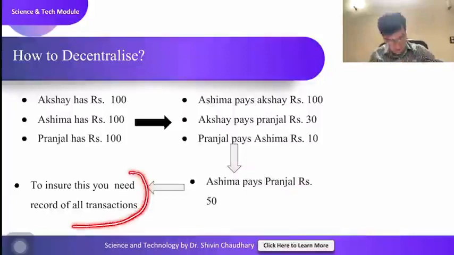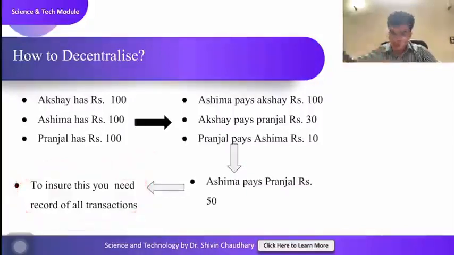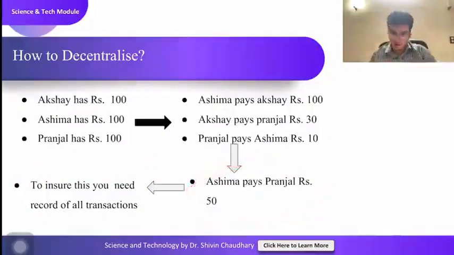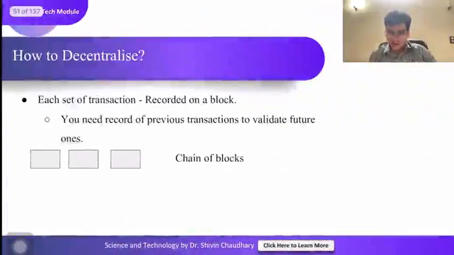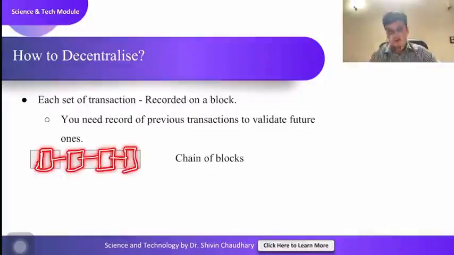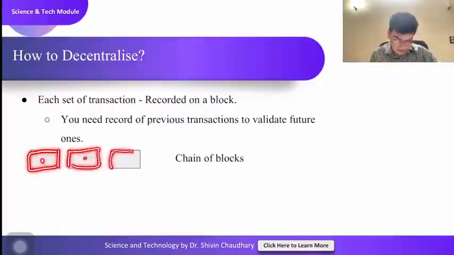To find that out, you need the record of all the previous transactions. ठीक है, आपको सब कुछ चाहिए पुराना to find out about this, right? So what will you do? You will maintain the transactions that happen in one set on a block, and then you will connect these blocks, right? You will connect these blocks in a chain to form a blockchain.